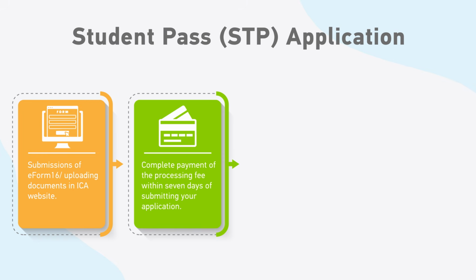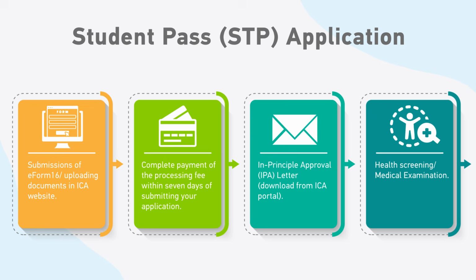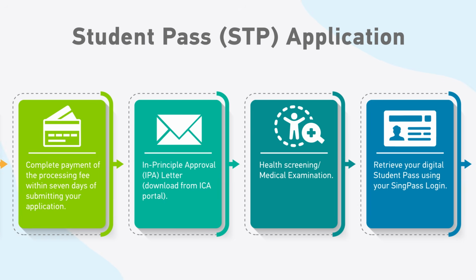During processing, you may be asked to submit additional supporting documents, or you may receive an in-principle approval (IPA) letter. If you receive the IPA letter, please follow the instructions carefully. This includes completing your health screening and booking an appointment to complete the remaining formalities in person. Alternatively, if you receive an invitation or email to complete the formalities on campus at NTU, you may do so there. After that, retrieve your digital Student's Pass using your SingPass login.